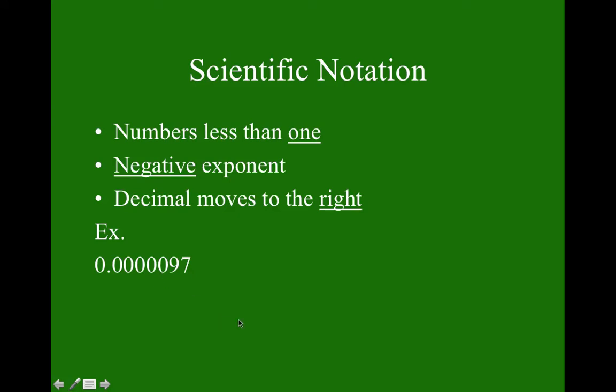All right, we're going to put this number into scientific notation. So I'm going to jump that decimal point 1, 2, 3, 4, 5, 6 places, so my decimal point ends up between the 9 and the 7. So then my number would be 9.7 times 10 to the negative 6. Then again, that negative exponent tells me my number is less than 1.